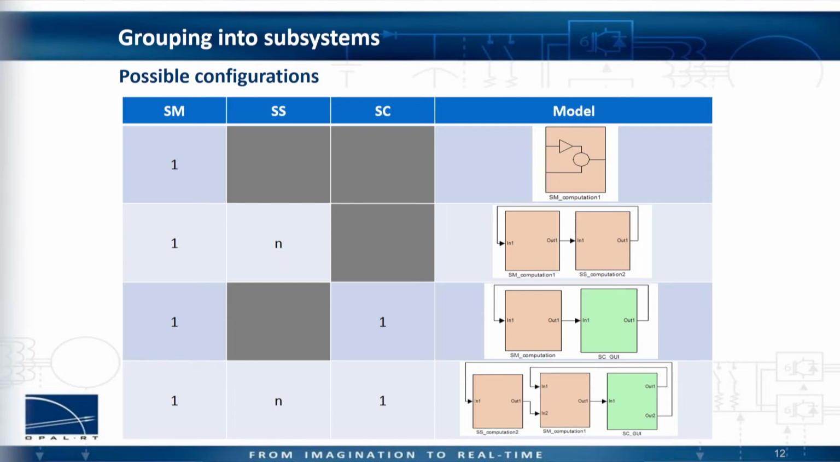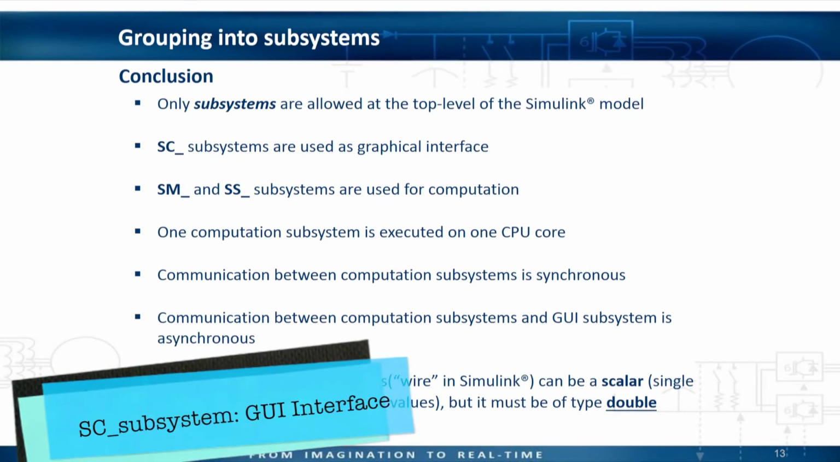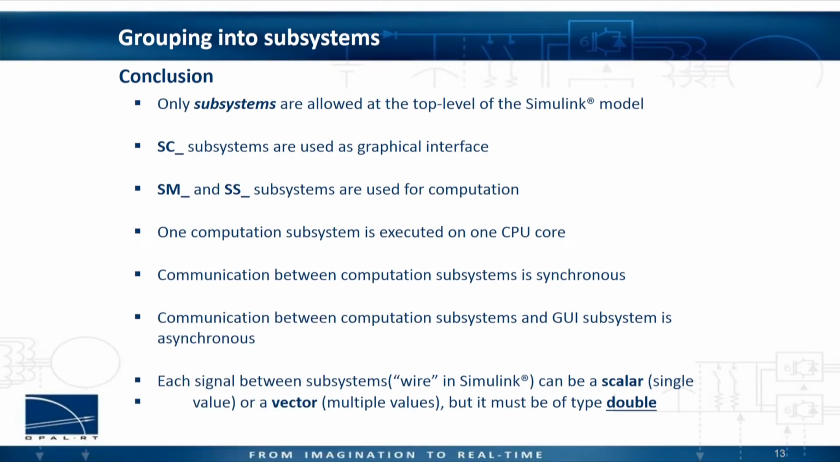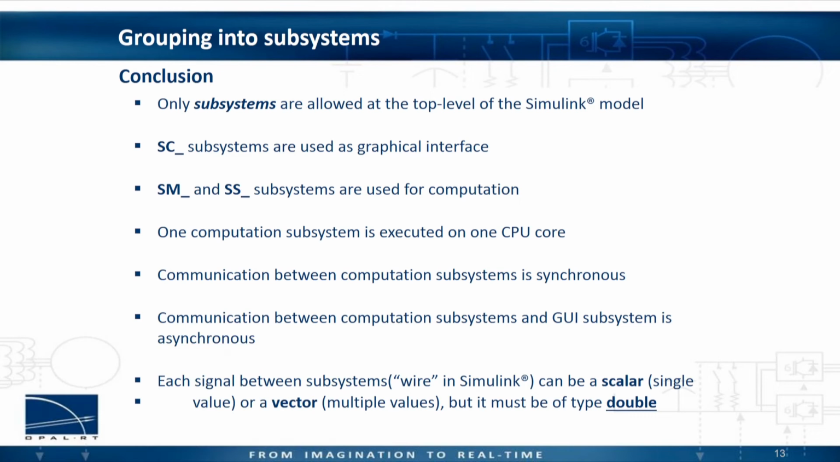Now, these are basically the different points. I have made them into bullets so that we can remember them easily. Only subsystems are allowed. SC underscore subsystem is the console or the graphical interface. SM and SS underscore subsystem are for computation. One core is allocated for the master and one core for the slave. The console subsystem will not occupy any cores. So this is basically a summary of what we have discussed till now.